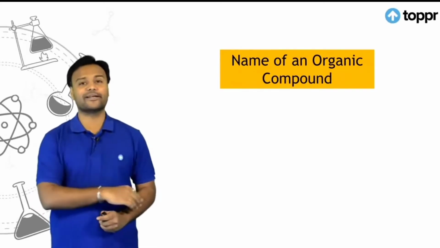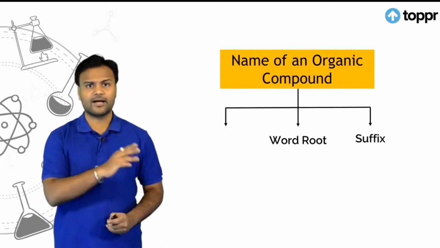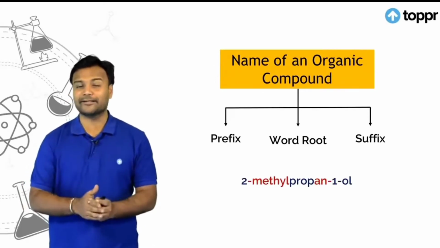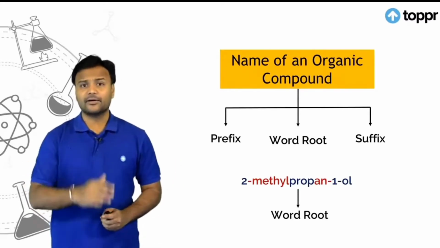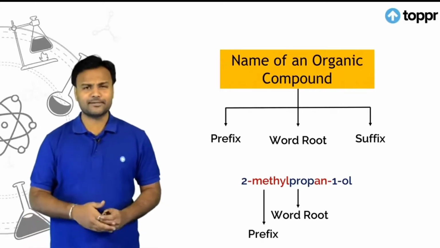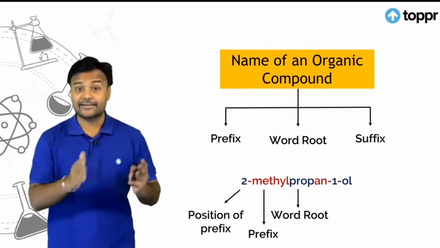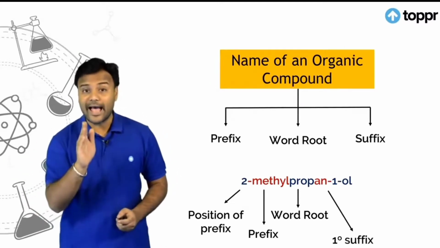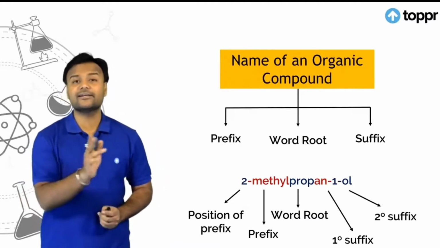Before that, the name of an organic compound consists of word root, prefix and suffix. So if you see an example like 2-methyl propan-1-ol, this is a name of an organic compound. Here you can see that prop represents the word root, methyl represents the prefix, and 2 represents the position of the prefix. Again, in suffix there are two types, primary suffix and secondary suffix. So here 'an' represents the primary suffix and 'ol', that is alcohol, represents the secondary suffix.